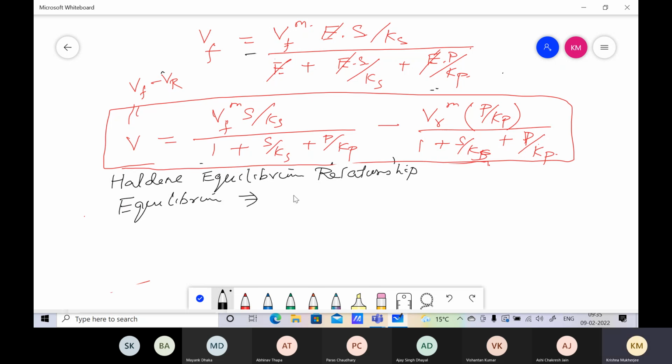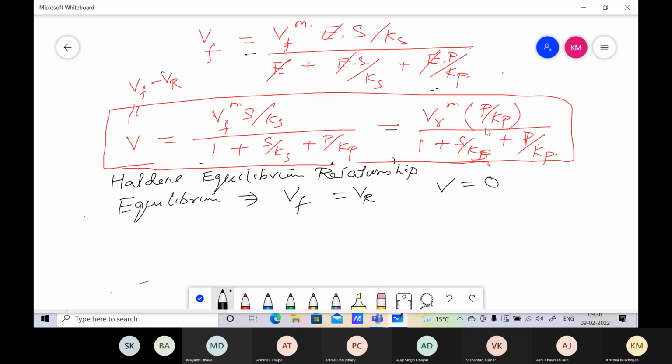What would you have at equilibrium? Vf equal to Vr, right? Because V is equal to 0. The forward and the backward reaction should be equal. So from this above equation, you can see that this will be equal to this. Correct?